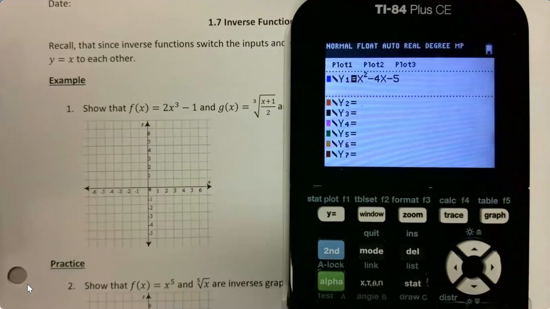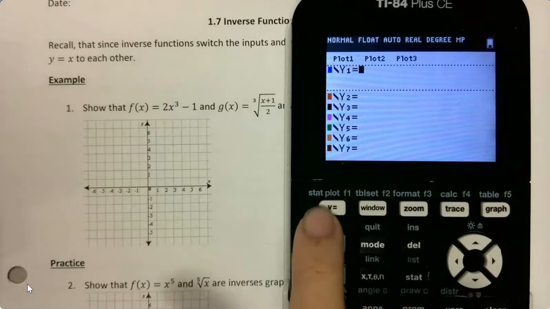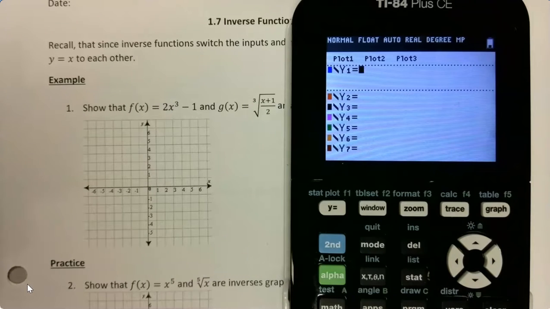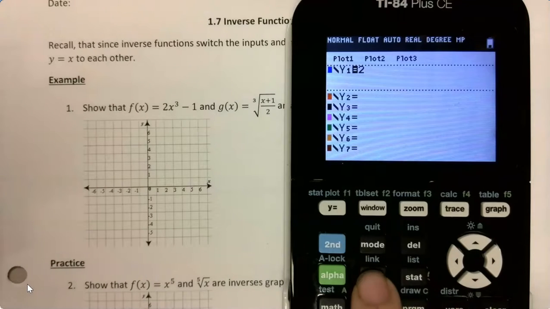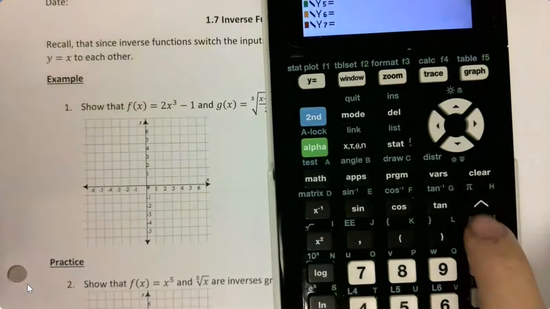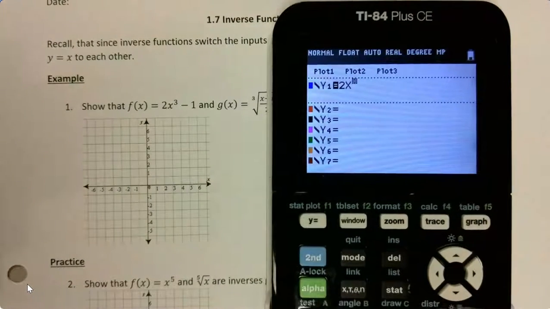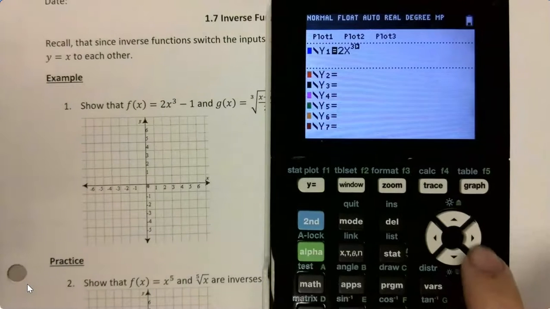So what I can do is go to my y equals on my calculator, that is the top left button. Then I want to type in my two equations. I have 2. X is the button next to alpha. The exponent button is right above divide. And then I type the 3. I arrow over to the right to get out.